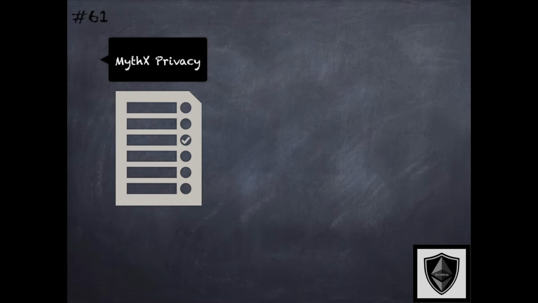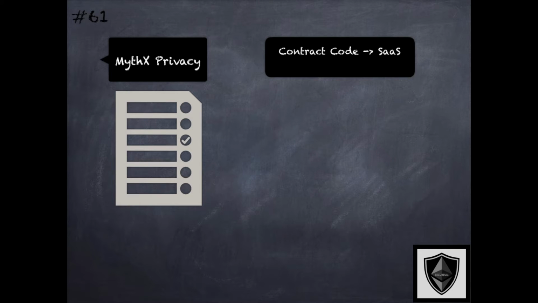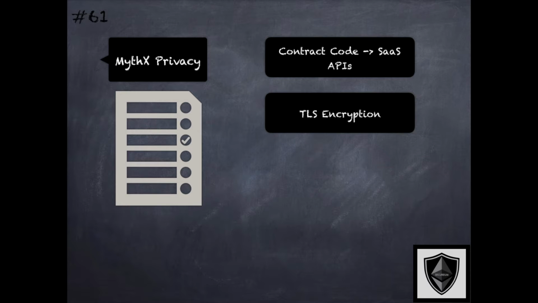It's understandable that project teams may have concerns uploading their smart contract code to a SaaS service like Mythex. So Mythex provides a privacy guarantee for the smart contract code submitted using their SaaS APIs. First one is that the code analysis requests are encrypted with TLS.